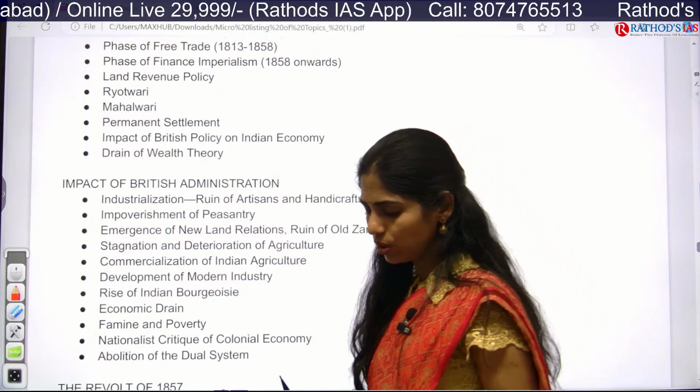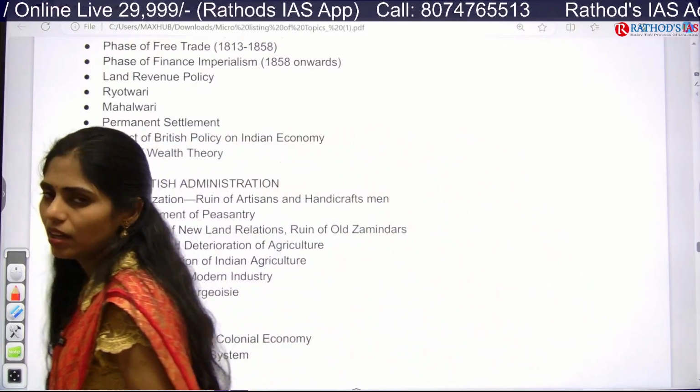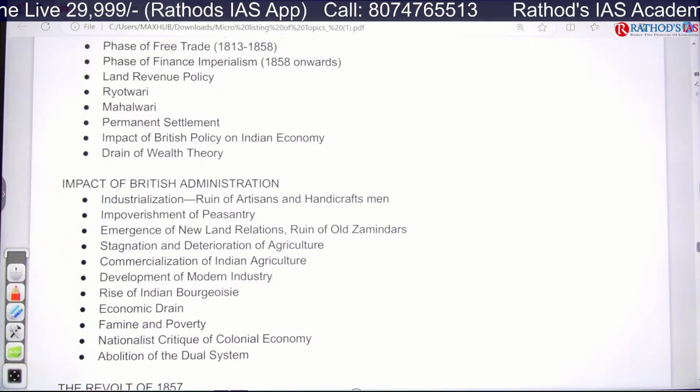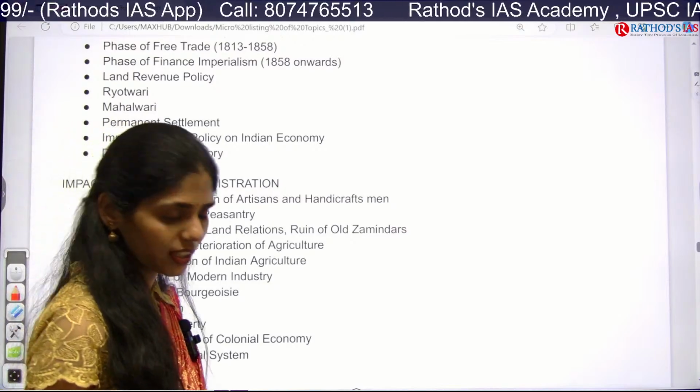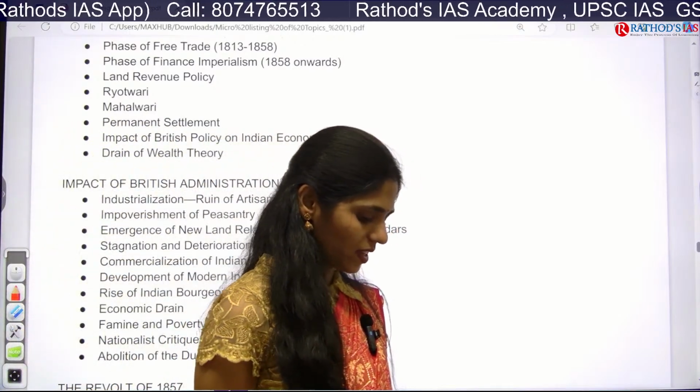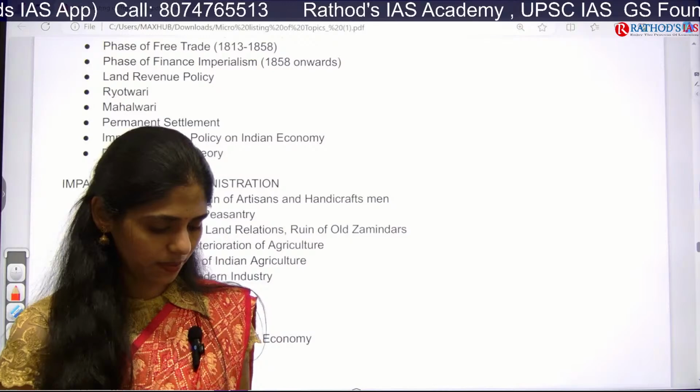I am asking you only. Dadabhai Naoroji, in one famous book. So, please let me know the name of the book in the comment box. Okay, drain of wealth theory.